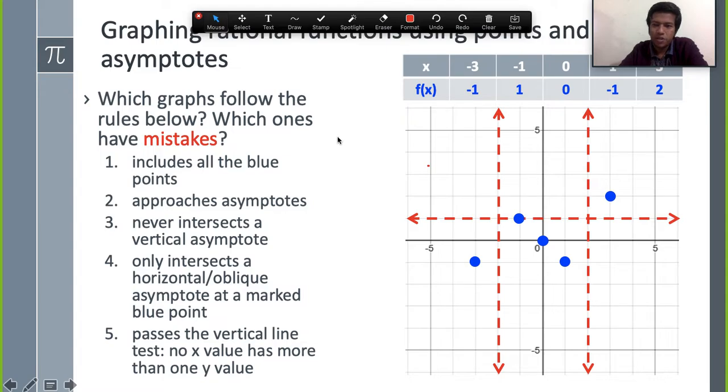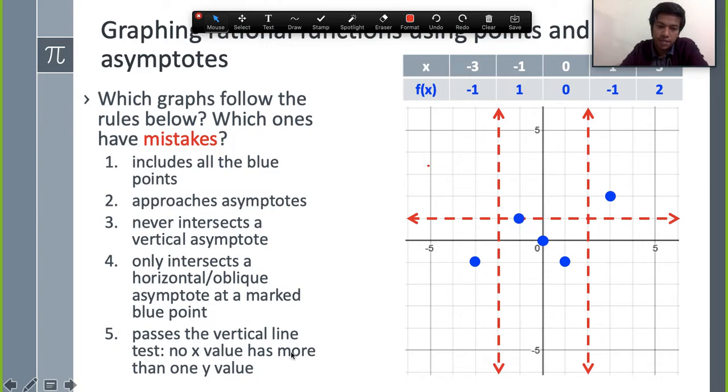Yeah. So now let's say all these points are given. You will have to include all the blue points. Approaches to asymptotes never intersect the vertical asymptote. Only intersect the horizontal asymptote when it is marked. Here it is marked, so you can intersect this. You can go through this.